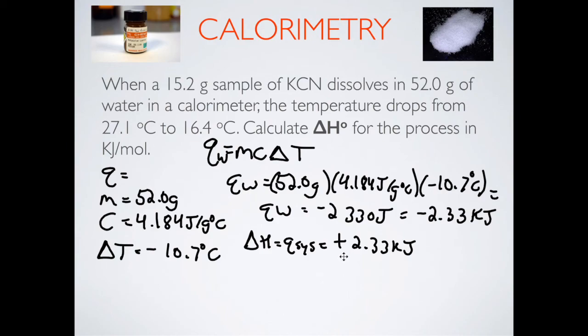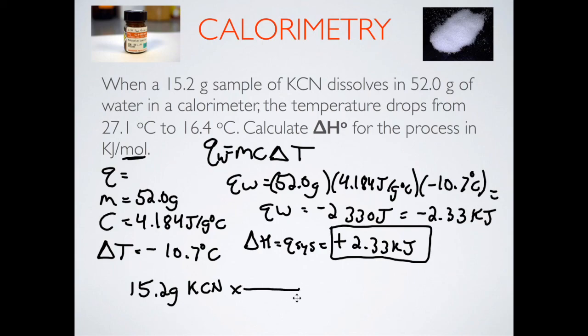All right, now at this point we're halfway through the problem, and we're going to hold on to this number for the end, but then there's this whole mole part. We need it to be in kilojoules per mole. So this is where we're going to take our 15.2 grams of KCN. We're going to cancel out grams to moles, and we get the grams from the periodic table: 65.12. This comes out to 0.233 moles.